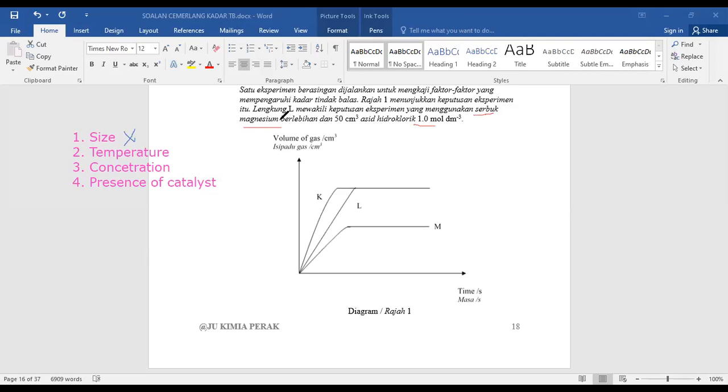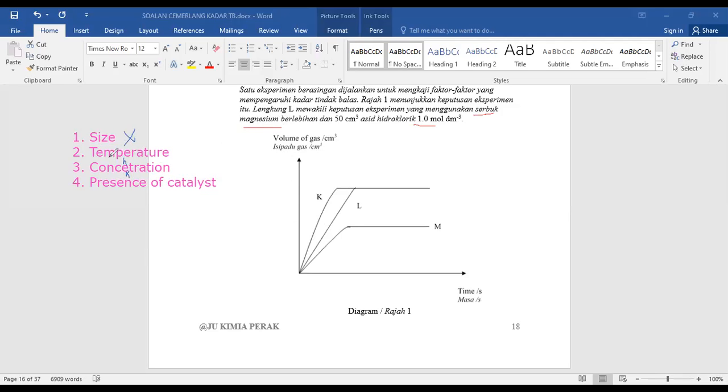Okay, next part. We can use actually the temperature. Okay, oh, I spelled the concentration wrongly, I'm sorry. Now here, we can talk about the temperature, where when we increase the temperature, of course, the rate of reaction will be higher. I hope you agree with me.